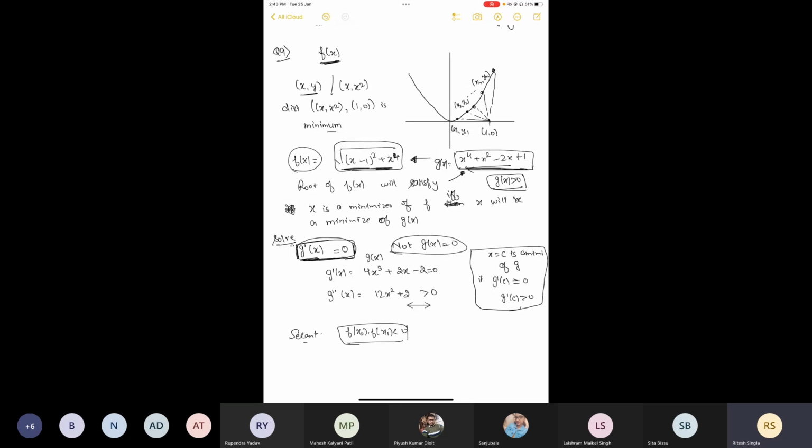That is why we draw the graph. We note the tangent and solve the equation, right?